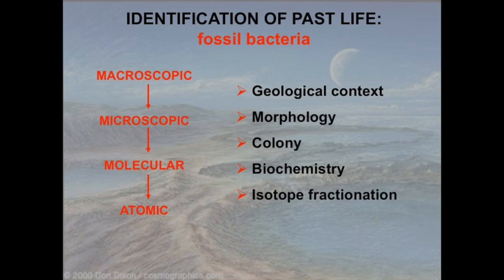You increase the magnitude of observation. You look at things microscopically with various types of electron microscopes. You look for morphological features. You can look for colony features. Going down to the molecular level, you can look at the bioorganochemistry, biogeochemistry, up to isotopic fractionation. So you use all of these.